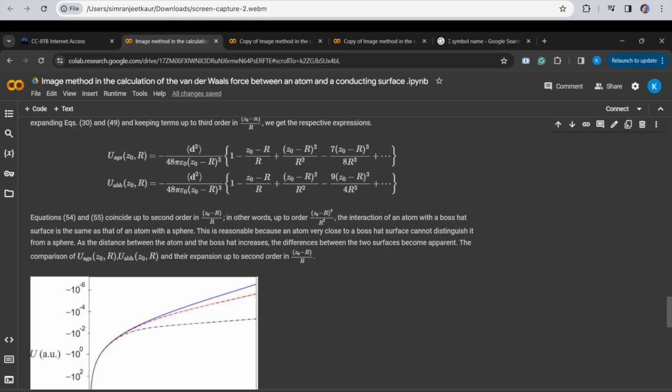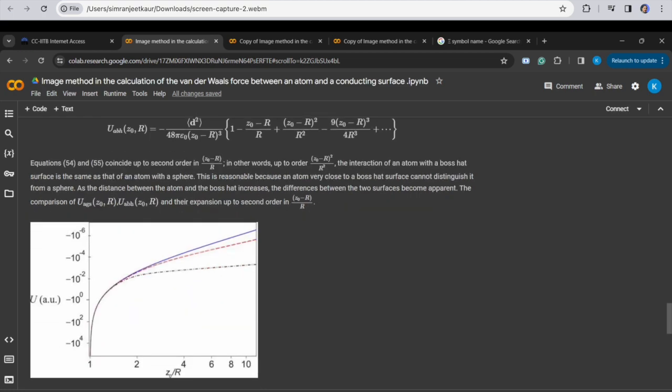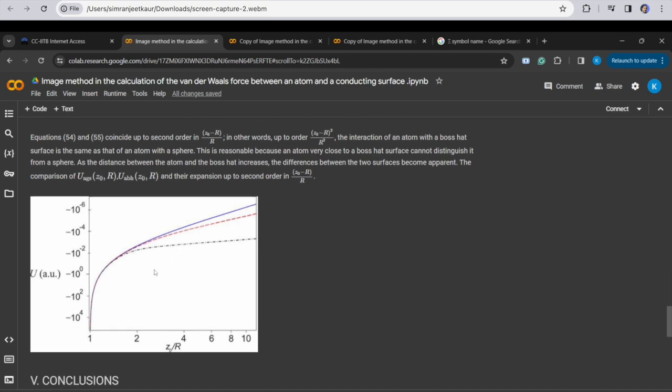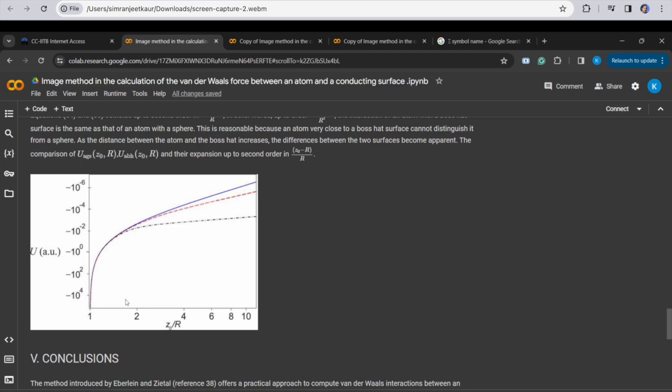This is reasonable because an atom very close to a Bose head surface cannot distinguish it from the sphere surface, and as the distance between the atom and the Bose head increases, the difference between the two surfaces becomes apparent, and the comparison of U_AGS and U_BH, and the expression is given here, so you can see that.